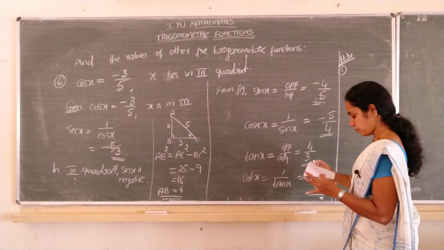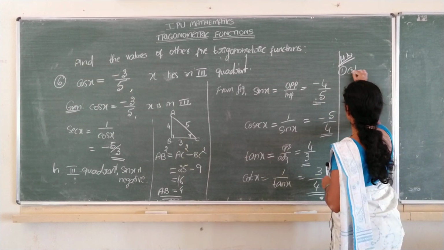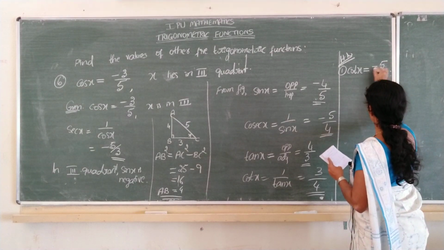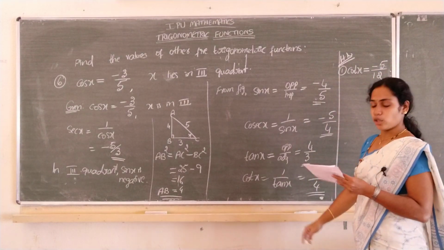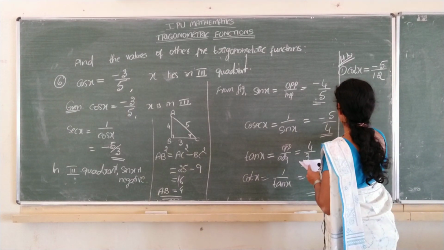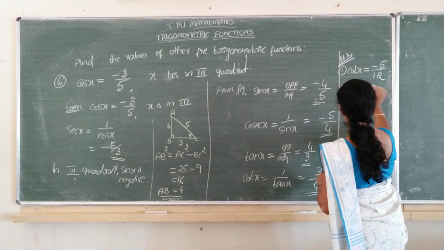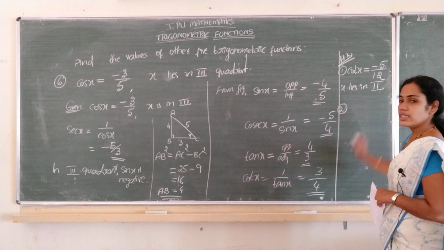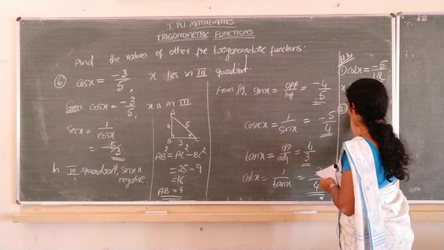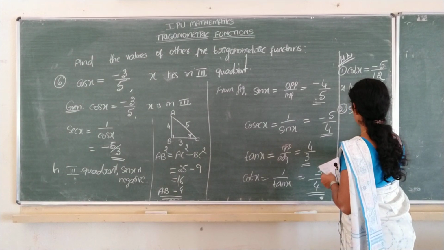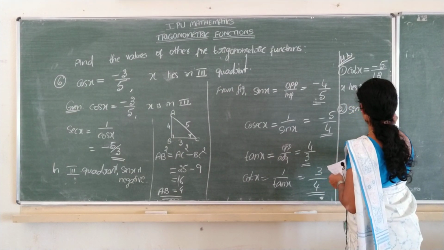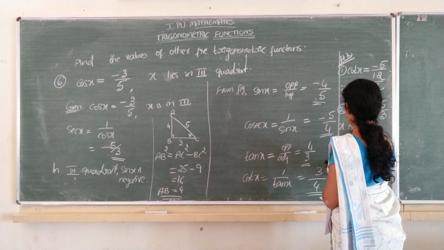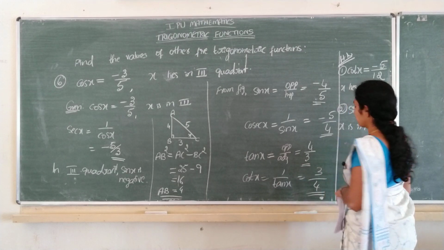Try some problems yourself. Homework, first one. Cot x is equal to minus 5 by 12, where x lies in the second quadrant. One more. Sin x is equal to minus 5 by 3, where x lies in the third quadrant.